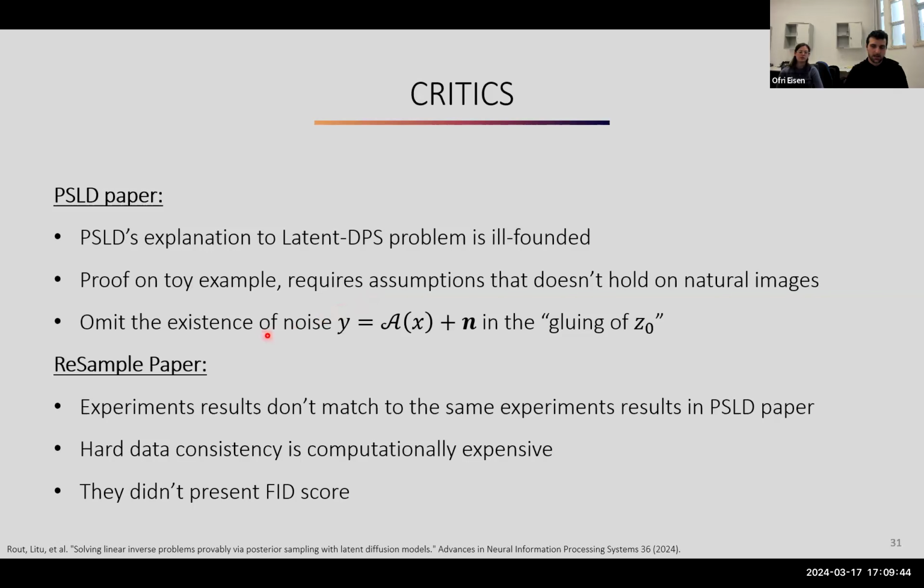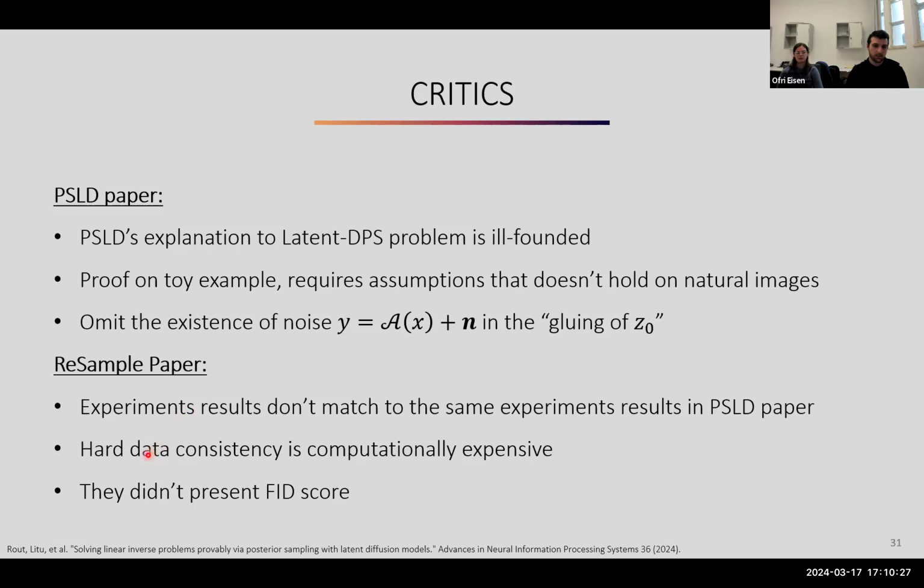And in their proofs, and even in the heuristics of the gluing term, they do not mention the noise, so it's not very rigorous. So it's another problem. And the ReSample paper has a few problems. The first is that, as I said, the results do not match between the two papers. So someone did something a little bit sketchy.